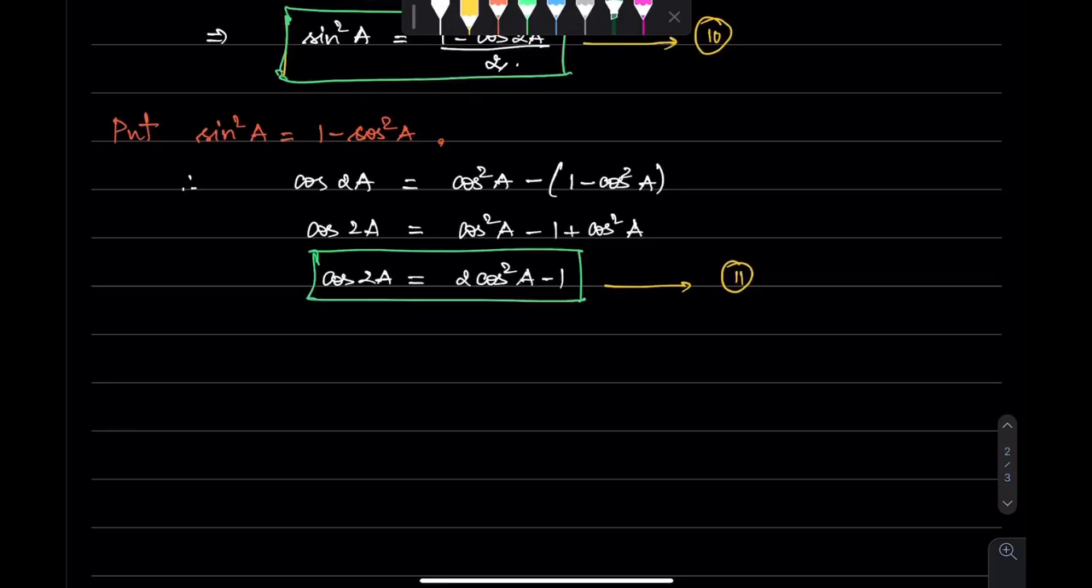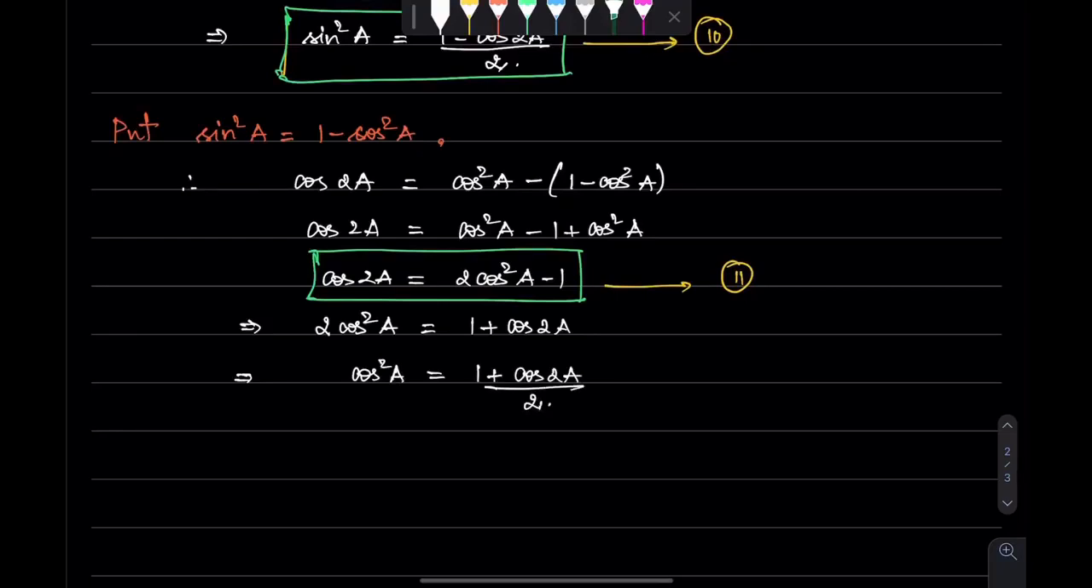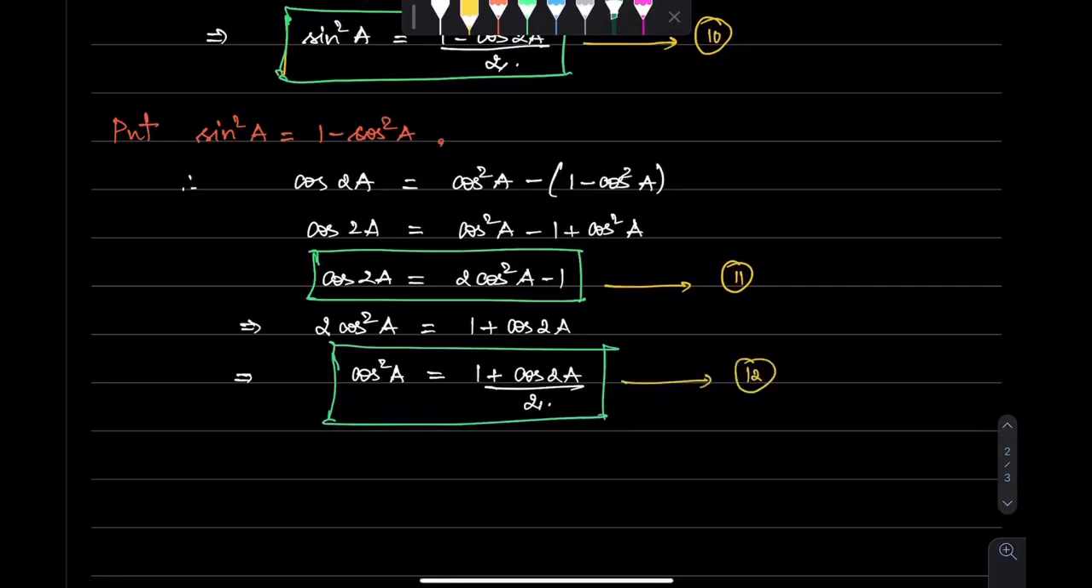So from this, see children, what do you get? How do you get cos square A here? So what is your 2 cos square A from here? 2 cos square A will become 1 plus cos 2A. So from this I can say cos square A can be written as 1 plus cos 2A by 2. So this happens to be another result. I hope you guys are following, and this is my 12th result.